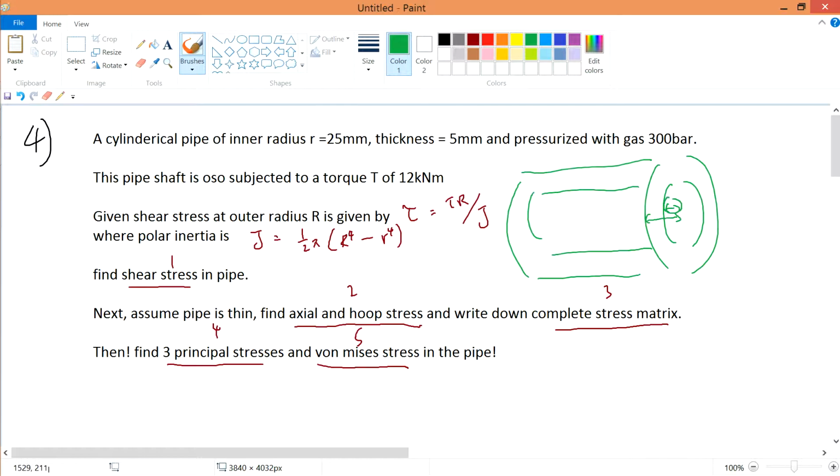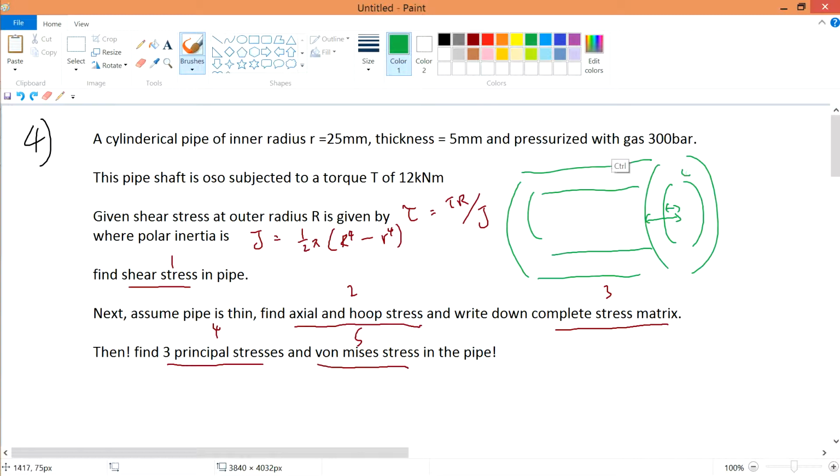We have an inner radius, which is 25 mm. The outer radius, r, is the inner radius plus the thickness. The thickness here is 5 mm.